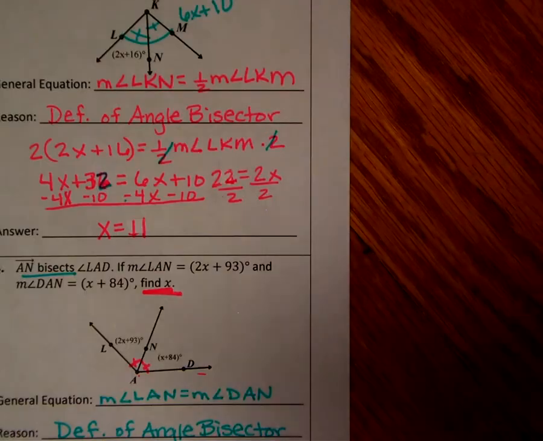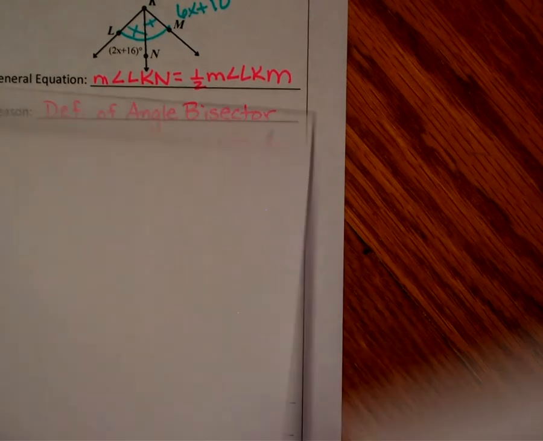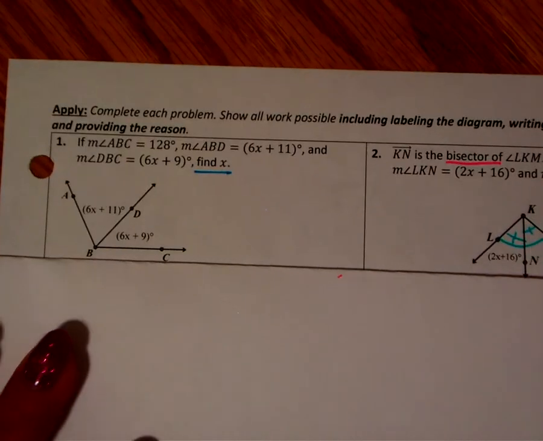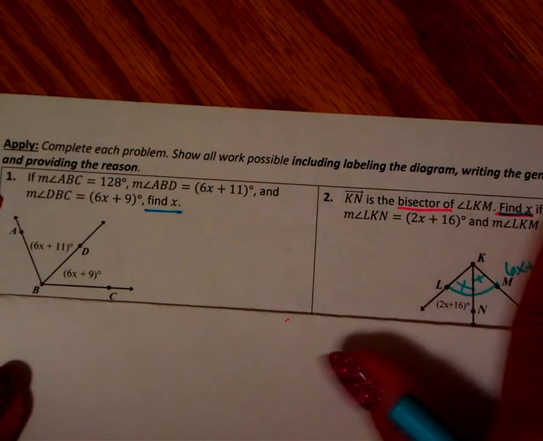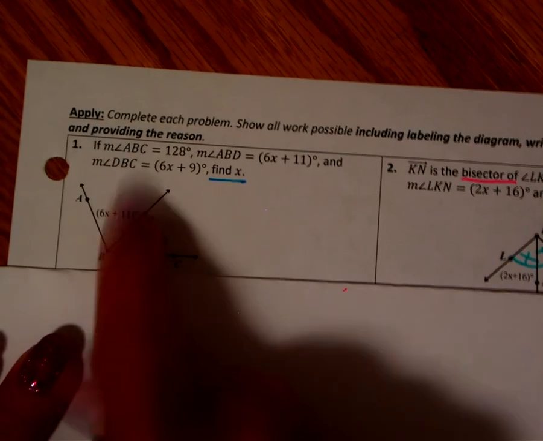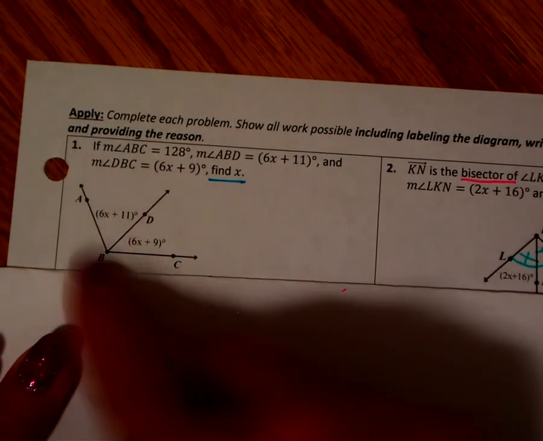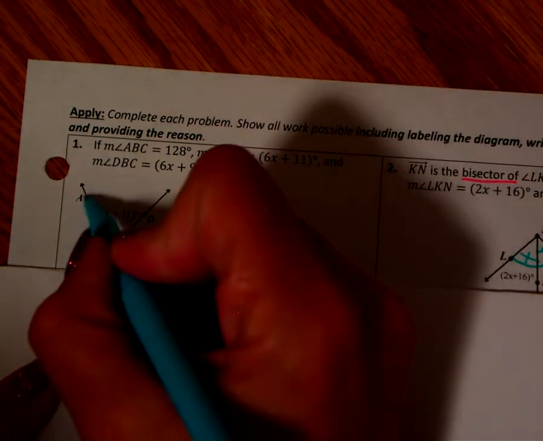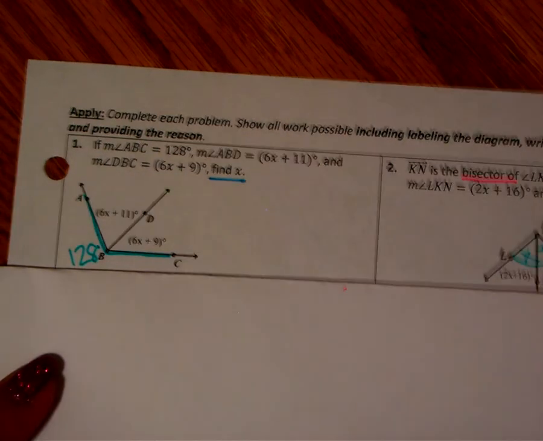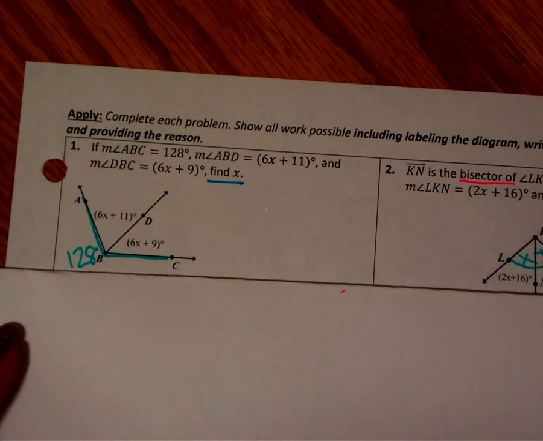Okay, so next we're going to do a couple of examples here. Our first example, number 1 on the next page. Going back to labeling the diagram, write the general equation and provide the reason. The measure of angle ABC is 128 degrees. I have colored pens, so I marked that angle.